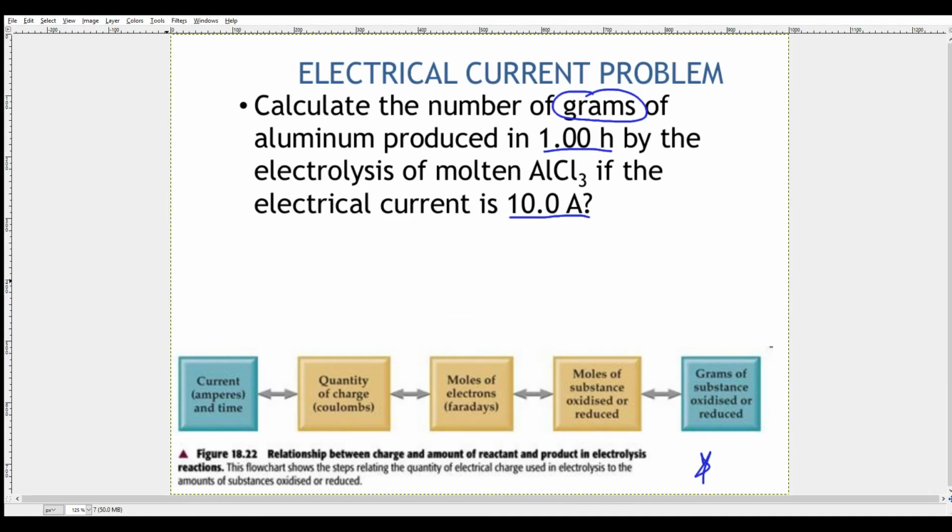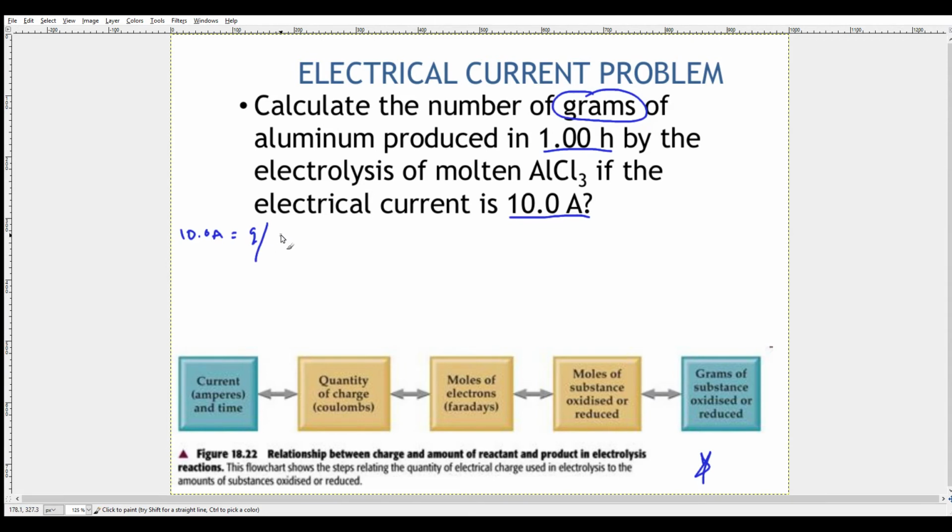All right, here we go. So first, I have current and time. What can I solve for with that? I can solve for charge. So I know 10 amperes is equal to Q over 1 hour.